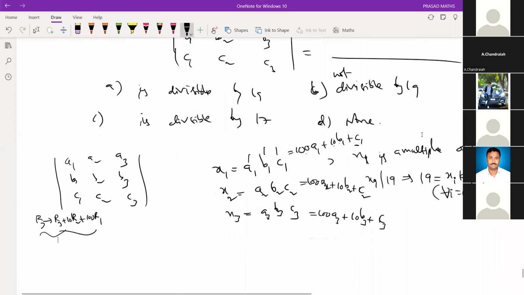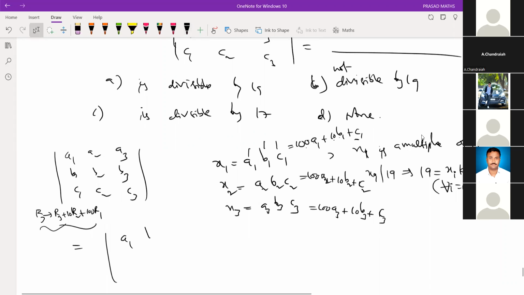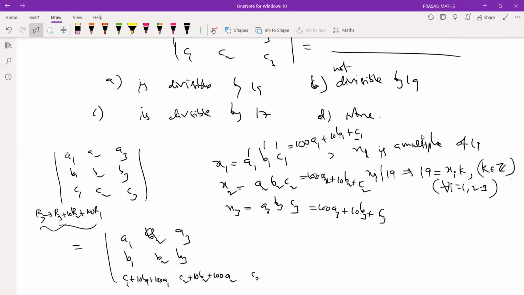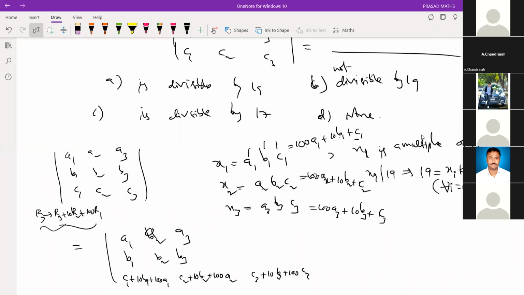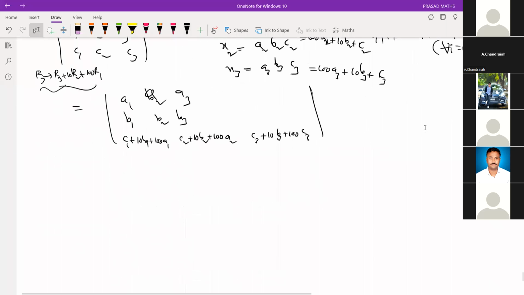What are you getting? A1, A2, A3. This is B1, B2, B3. C1 plus 10 into B1 plus 100 into A1, C2 plus 10 into B2 plus 100 into A2. Next, C3 plus 10 into B3 plus 100 into A3. This is my determinant. But this is exactly A1, A2, A3, B1, B2, B3.